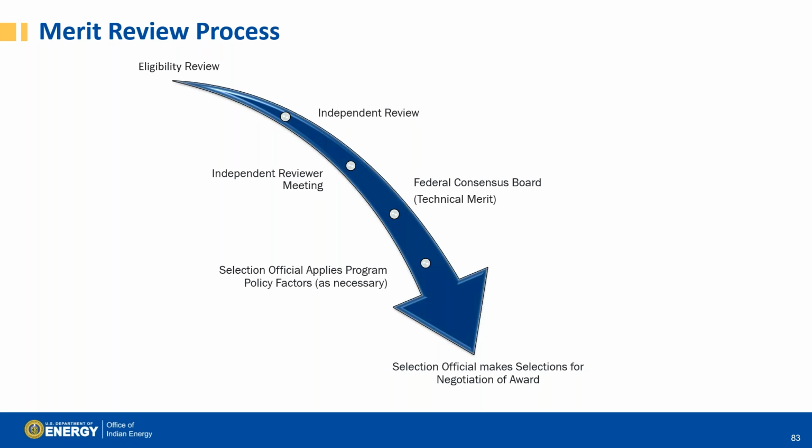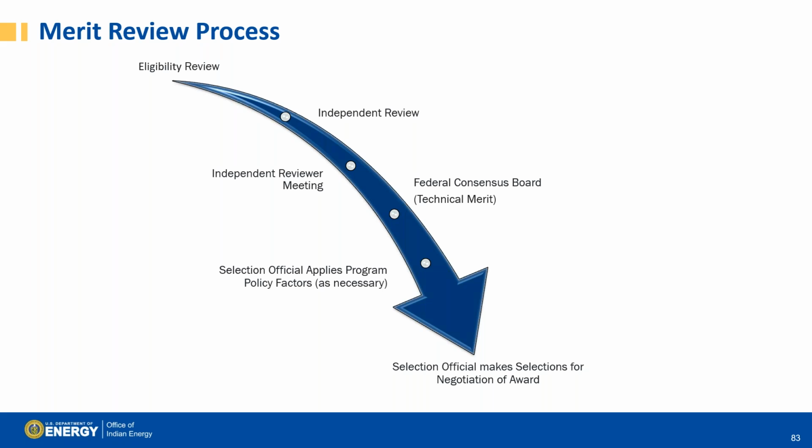After that independent review meeting concludes, the Federal Consensus Board begins its review. The Federal Consensus Board is primarily responsible for determining the technical merit of each application, which is inherently a federal function, and they make selection recommendations based on that technical merit. In other words, they determine the selection range.